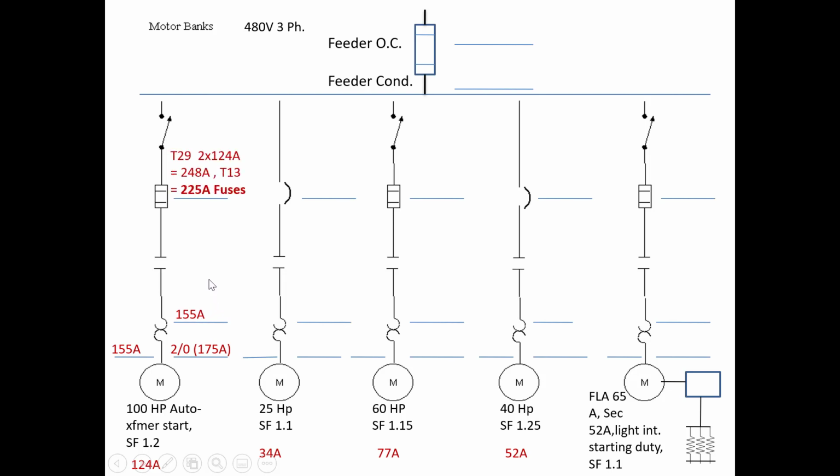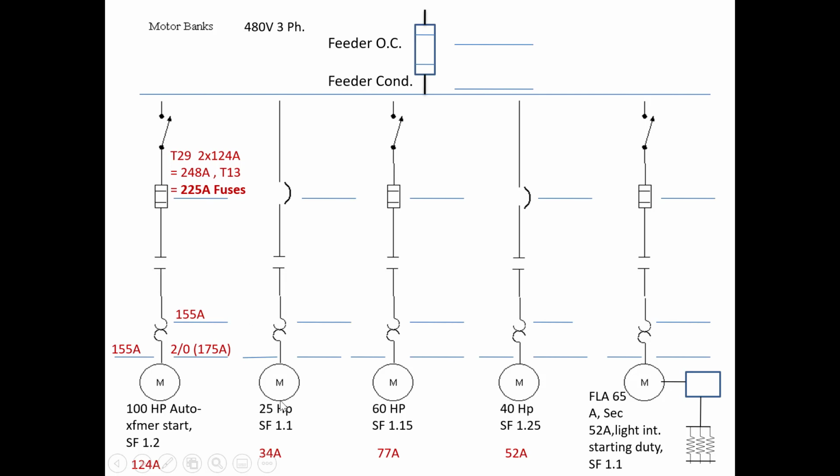Then for our overcurrent device, we're going to go to table 29, but again, it's a transformer start here, so even though it's a non-time delay fuse, we're going to go to table 29 and see that it's 200% of the FLA. So then we find that calculated value from table 29, go to table 13, and we go down to a 225 amp fuse.